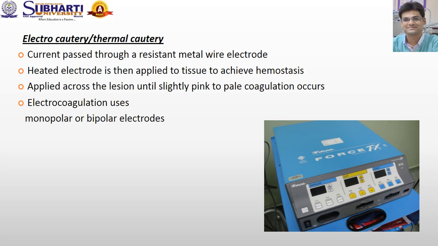Hemostasis can also be achieved by electrocautery. Direct or alternating current passes through a resistant metal wire electrode which generates heat. The heated electrode is then applied to the tissue to achieve hemostasis. The electrode is applied across the lesion until it becomes slightly pink to pale. Coagulation occurs. Electrocautery uses monopolar or bipolar electrodes to generate low voltage, high ampere current at a low power.